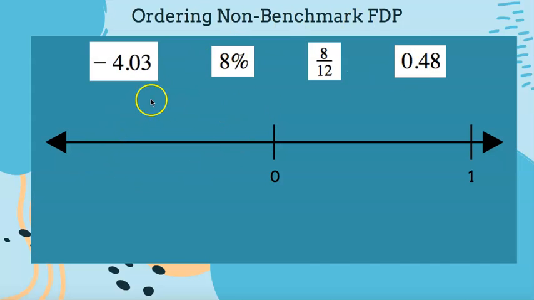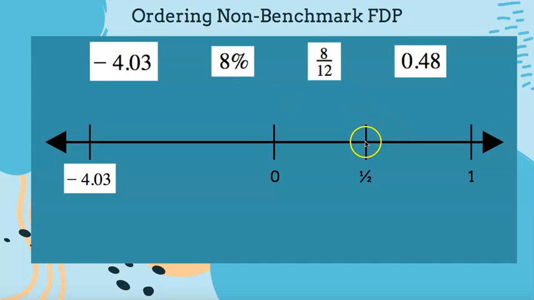So we know it's going to be the only number on this side of 0. So we're just going to put it as far over here as we can, negative 4 3/100ths. That's the only negative, it's the only one that's going to be on this side. So that one's already gotten out of the way. Then if we have 8% here, we know that is the same as 8/100ths. So that is equivalent to 8/100ths.